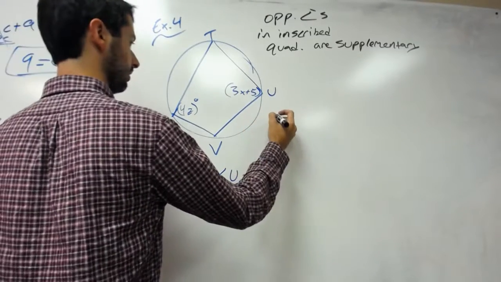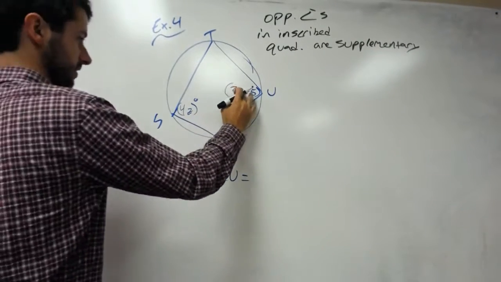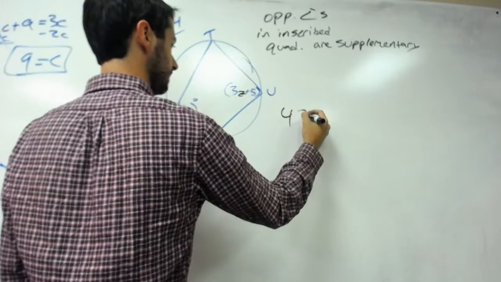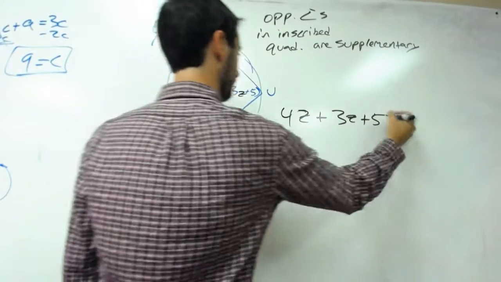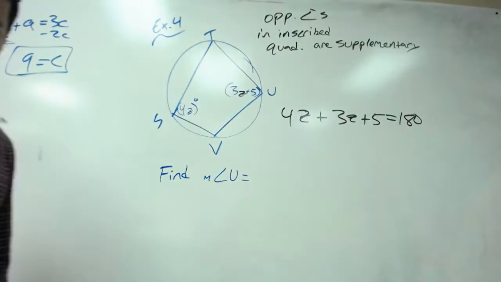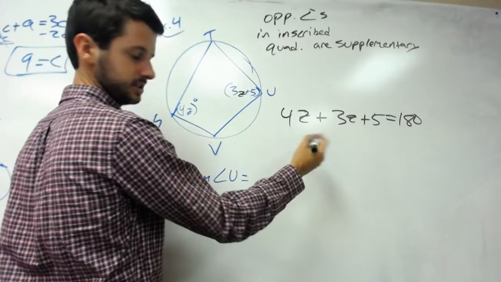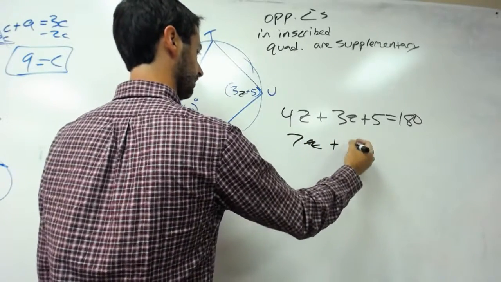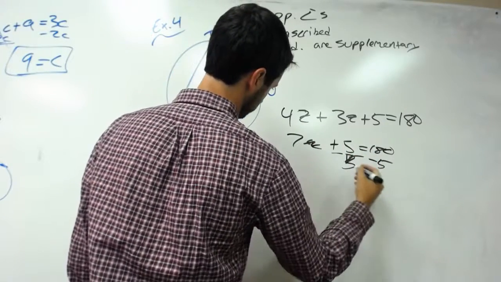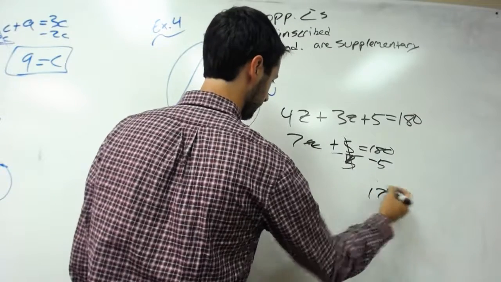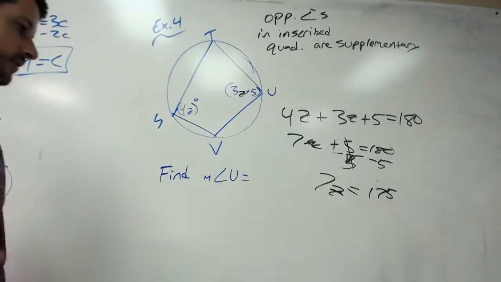So I can say 4Z plus 3Z plus 5 equals 180 degrees. And then we solve for Z. 4Z and 3Z, 7Z plus 5 equals 180. Subtract 5. I'm ahead of myself. 175 equals 7Z. So divide by 7.